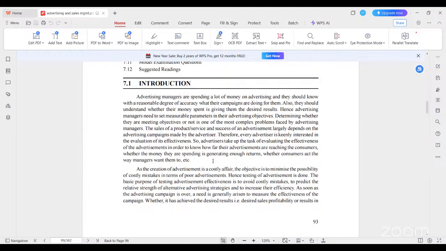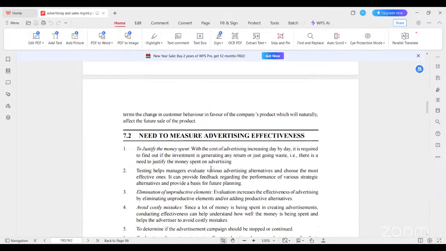The advertiser takes up the task of evaluating effectiveness, whether it is reaching the customers or not, and whether it is generating enough returns. Hence, to know all these things, testing of advertisement is done. The basic purpose is to avoid costly mistakes, to predict the relative strength of alternative advertising strategies, and to increase efficiency. So why is there a need for it? First, accountability: to justify the money spent.